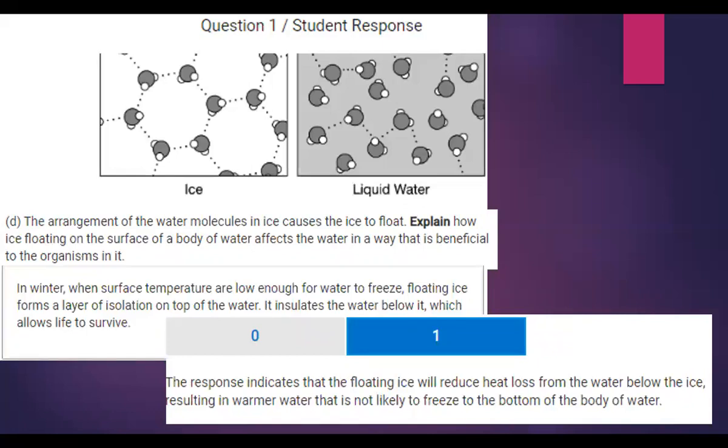Okay. In winter, when the surface temperatures are low enough for water to freeze, floating ice forms a layer of isolation on top of the water. I think they meant to say insulation there. It insulates the water below, which allows life to survive. And that key word there, insulates, is what we were looking for, allowing it not to freeze on the bottom.